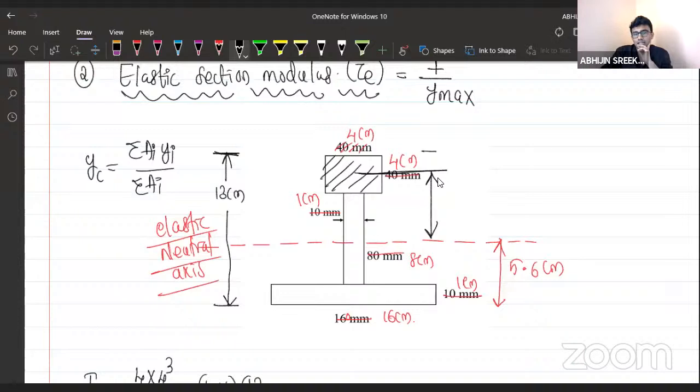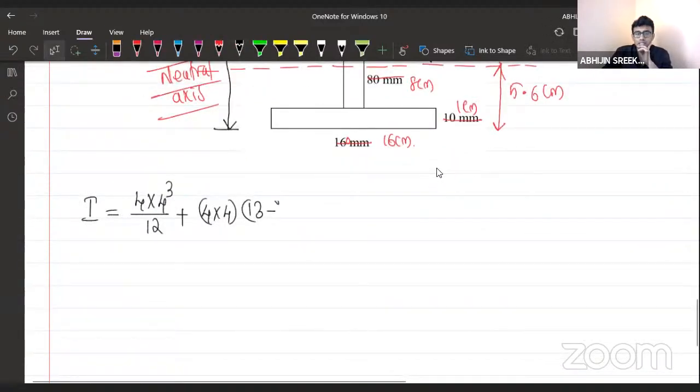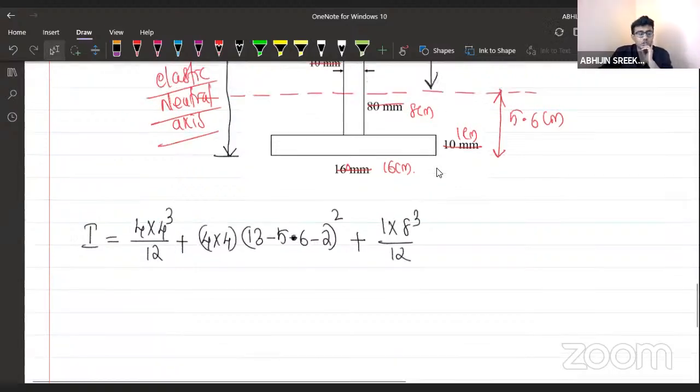How to calculate it? I know this value. What is this? This is 2 centimeter. Total is 13. How to calculate it? 13 minus 5.6 minus 2. This whole square is for that rectangular section. Similarly, 1 into 8 cube divided by 12, that is BD cube by 12.